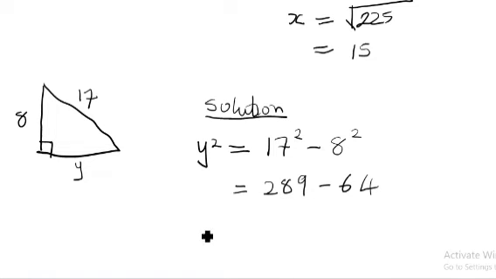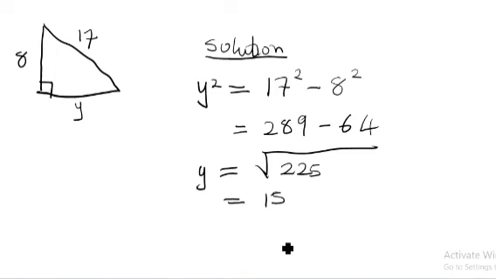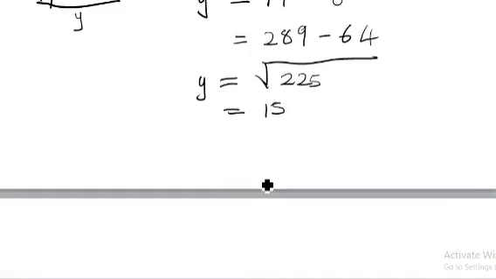So I take the square root of this: 289 minus 64 gives you 225, and the answer is 15. That is for that one. Now let's take another, maybe a more complex problem.